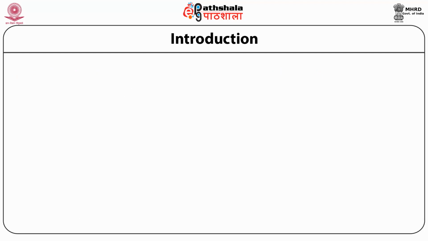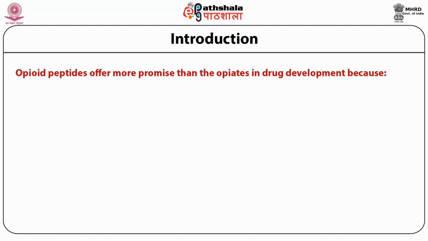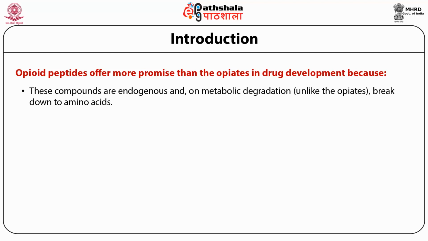So why do we need to understand the opioid peptides? Because they offer more promise than the opiates in drug development. As you know, an opiate is anything which resembles opium, a product originating from the poppy. Opioid peptides, on the other hand, are endogenous because they are synthesized within the body and are part of the physiological system. On metabolic degradation, they break down to amino acids, and since these are natural amino acids, they do not have any toxic effect on the body.